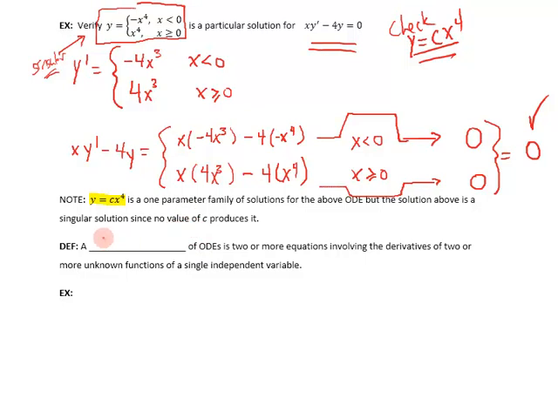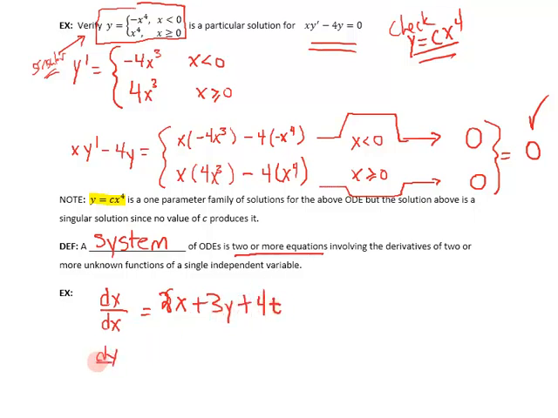Now the last thing I want to talk about in this section is what we call systems of ODEs. A system of differential equations is two or more equations that involve the derivatives. So when we talk about systems, we're talking about things that look like this: dx/dt is equal to, say, 2x plus 3y plus 4t, and then say dy/dt is 3x minus 2y plus 8t. So treating those two together as one model, one differential equation system, when we look for solutions to that, we're going to talk about solutions to the whole thing.